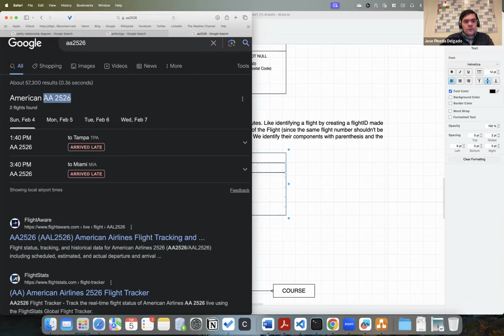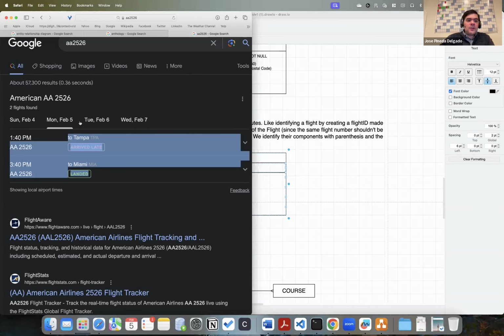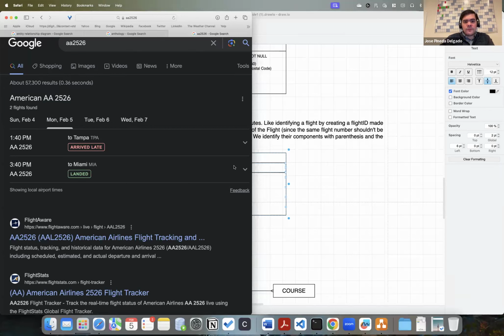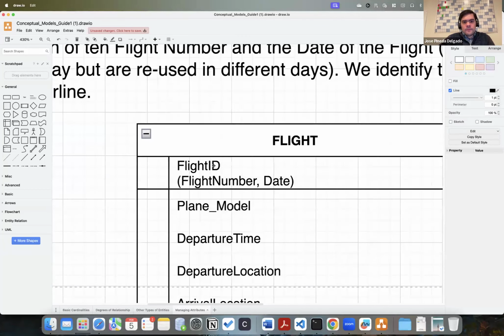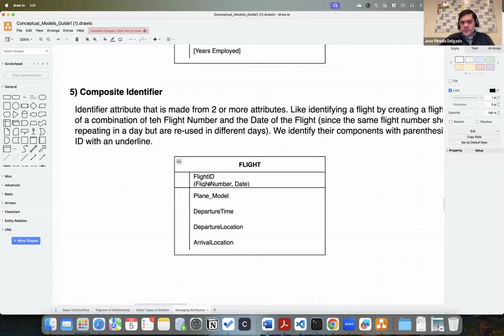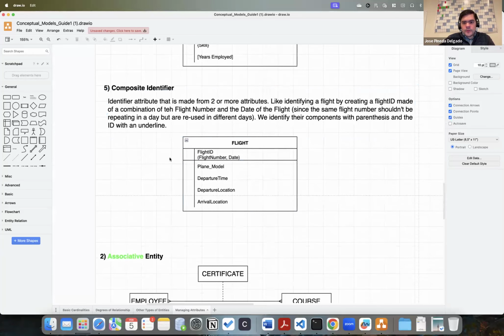So if it is AA 2526 and it is for today, we are limited now to two options. If we combine those two with the time, 140, now we definitely have one. So we can narrow down the combination to a level that we can uniquely identify an instance. In this case, for the flight would be the airline code, the route code, the date, and the time. With those four elements, you have identified the specific flight. How do you do it? Attribute name, parentheses, and the components, just like a regular composite attribute. So those are the options.